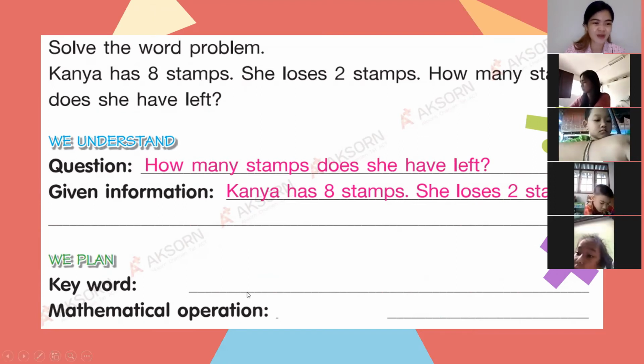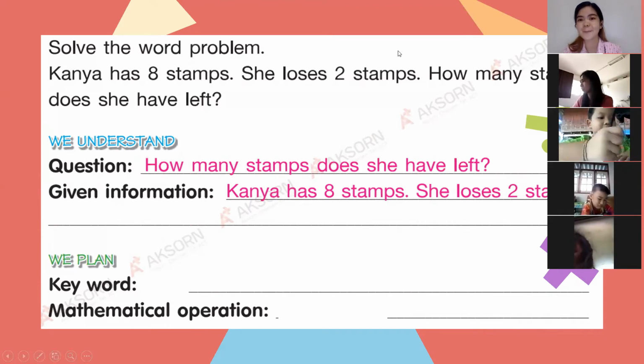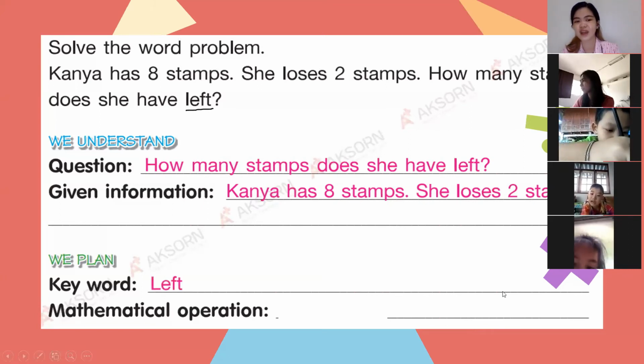Okay, so now we're going to plan our word problem. So what is the keyword that we use? It is left, right? Very good. So we write left here, and if we use left, the mathematical equation that we're going to use is subtraction, right?